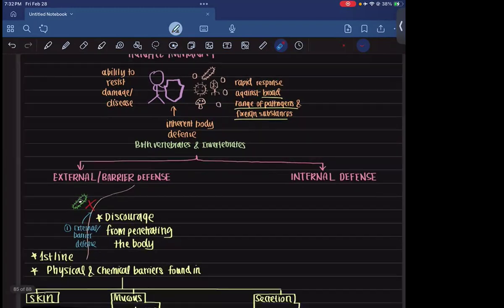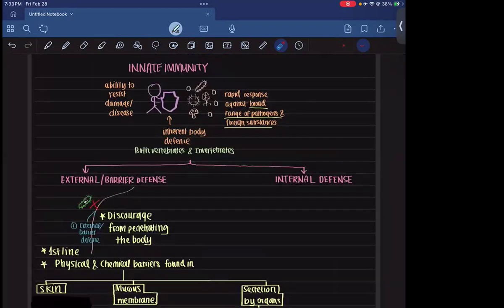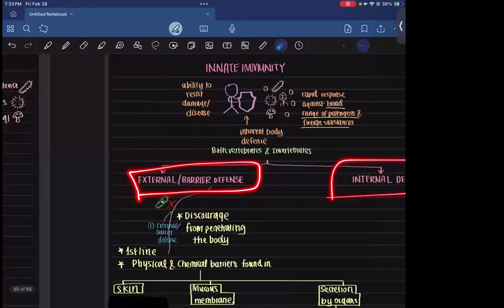Under innate immunity, there are two types: external or barrier defense, and internal defense. Again, what are the two types of innate immunity? External or barrier defense and internal defense. I showed you, right?